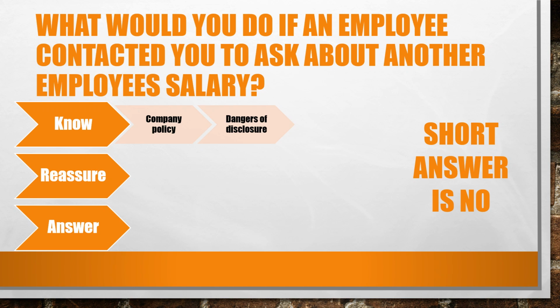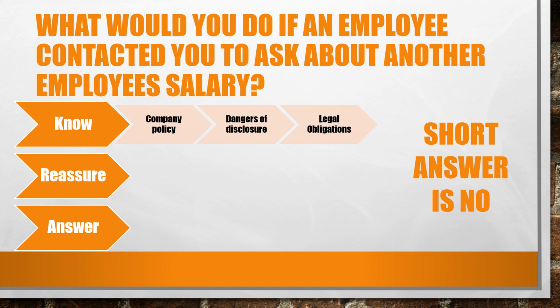You're going to explain the dangers of disclosure. So, for example, if you were to tell this employee, for example, that Bob, who does exactly the same job as them, earns $3,000 more a year, that's going to cause a lot of problems. You may even lose an employee. You may end up with a lawsuit. So it's very important that you don't give away this sort of information.